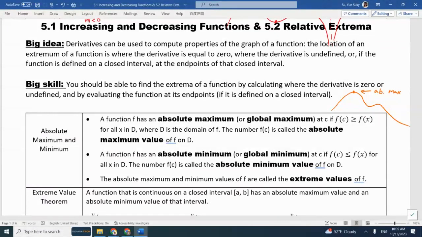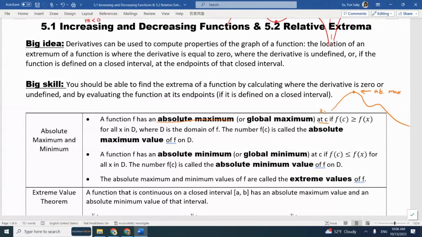equal to f of x for all x in the domain. Then the number f of c is called the absolute minimum value. Okay, so you usually say f has an absolute max or absolute min at some x value, and then the absolute maximum value, if you see the word value, it is asking for the y value of the point. Is that okay, everybody? So absolute max and absolute min are at x equals some number. But the absolute maximum value is the y value.